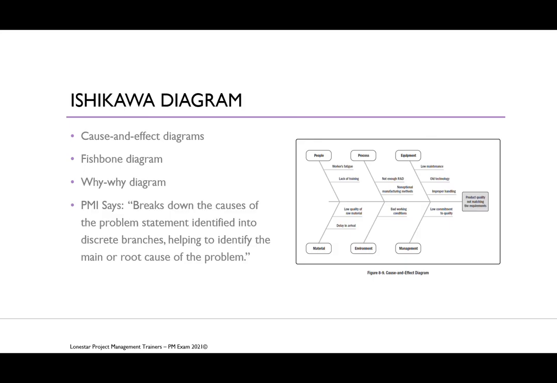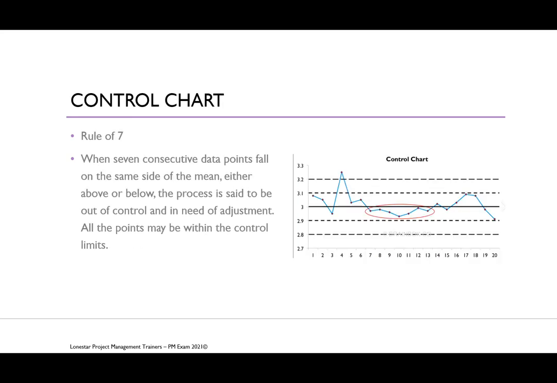Here's your Ishikawa diagram, and this is also known as your cause and effect diagram, your fishbone diagram, and PMI says that this breaks down the causes of the problem statement identified into discrete branches, helping to identify the main or root cause of the problem.